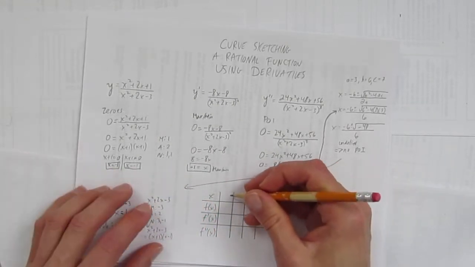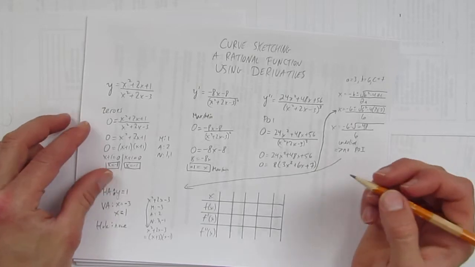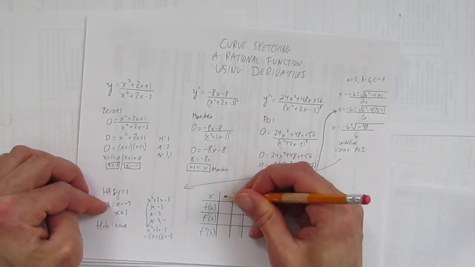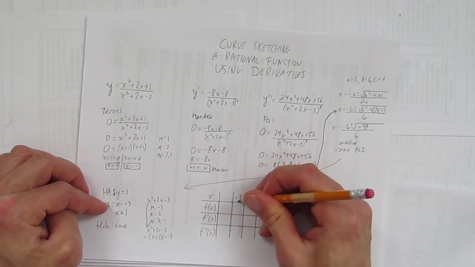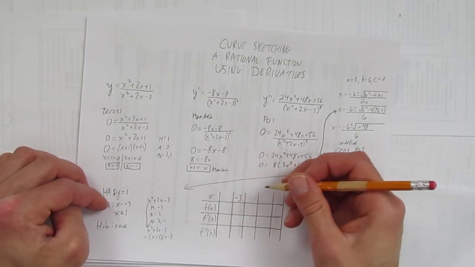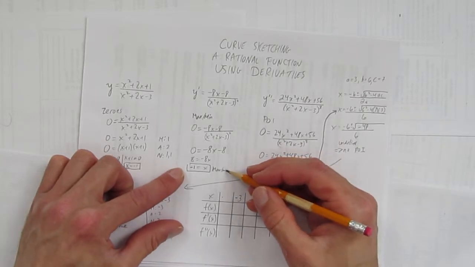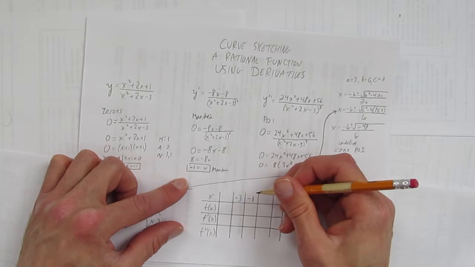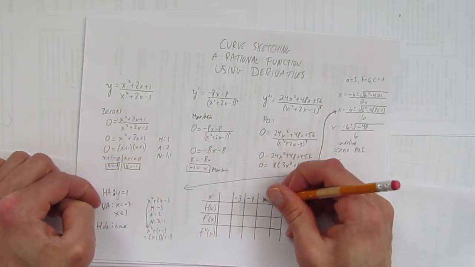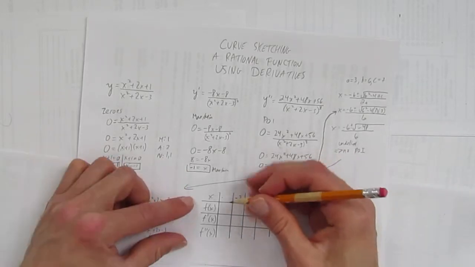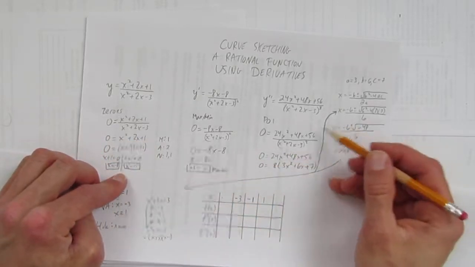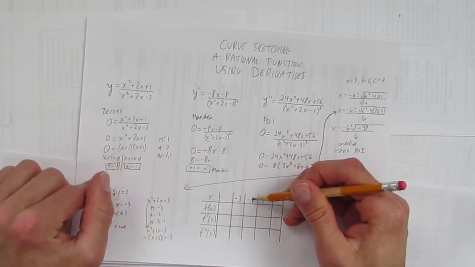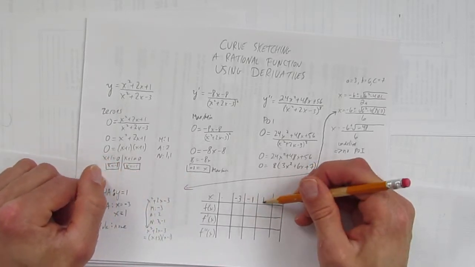So I get, in order, what are my important points? Well, I have a vertical asymptote at negative 3. I'm going to leave a space there. I'll show you why in a second. And then I have max or min at negative 1. And then I have another vertical asymptote at 1. Why did I leave a space here? These are my only important points. I didn't have any points of inflection. Here's my max or min, and here are my vertical asymptotes.